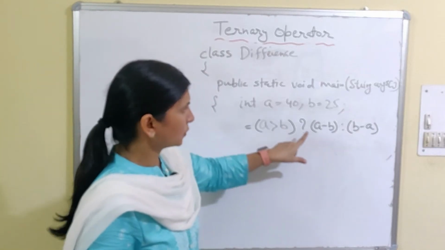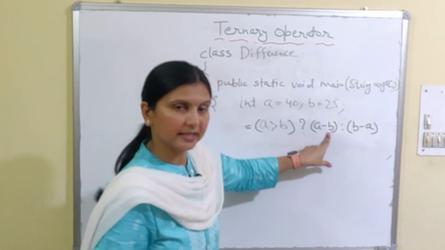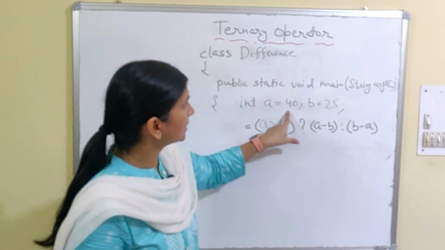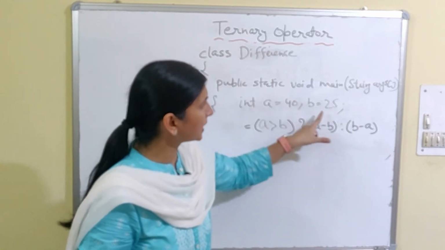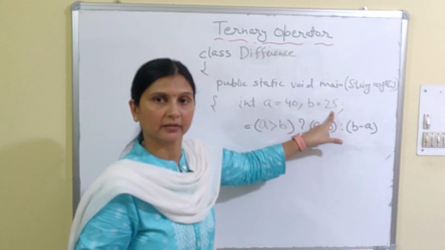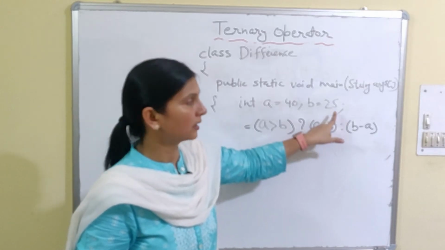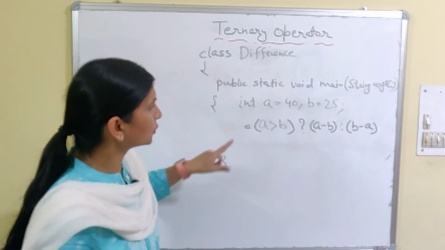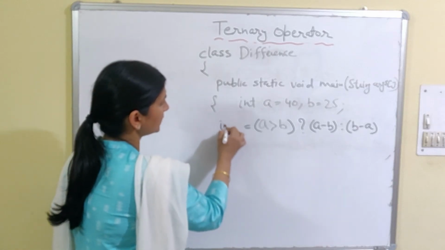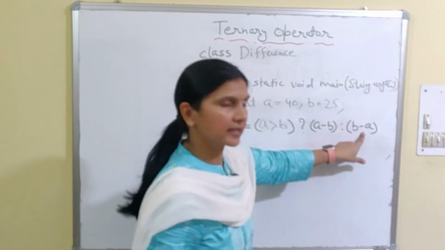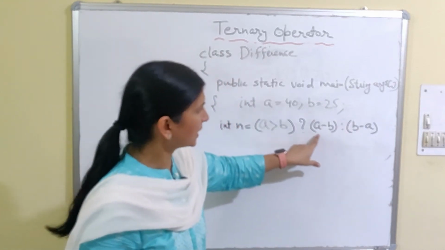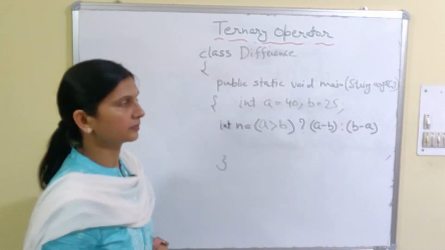If the condition is true, then do A minus B. So in this case the condition is true, so A minus B means 40 minus 25. Fine, 15. So 15 will be assigned into a third variable. So it should be int type, int n, otherwise B minus A. Fine. So you can write it in this way also.